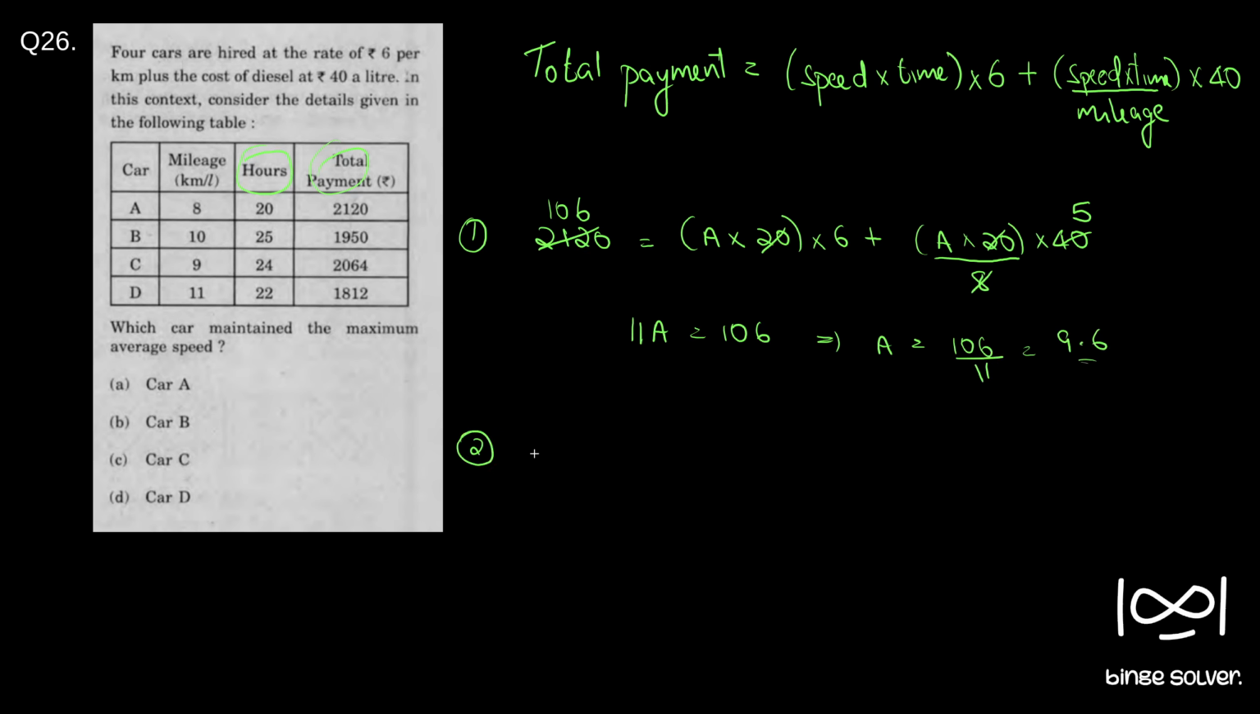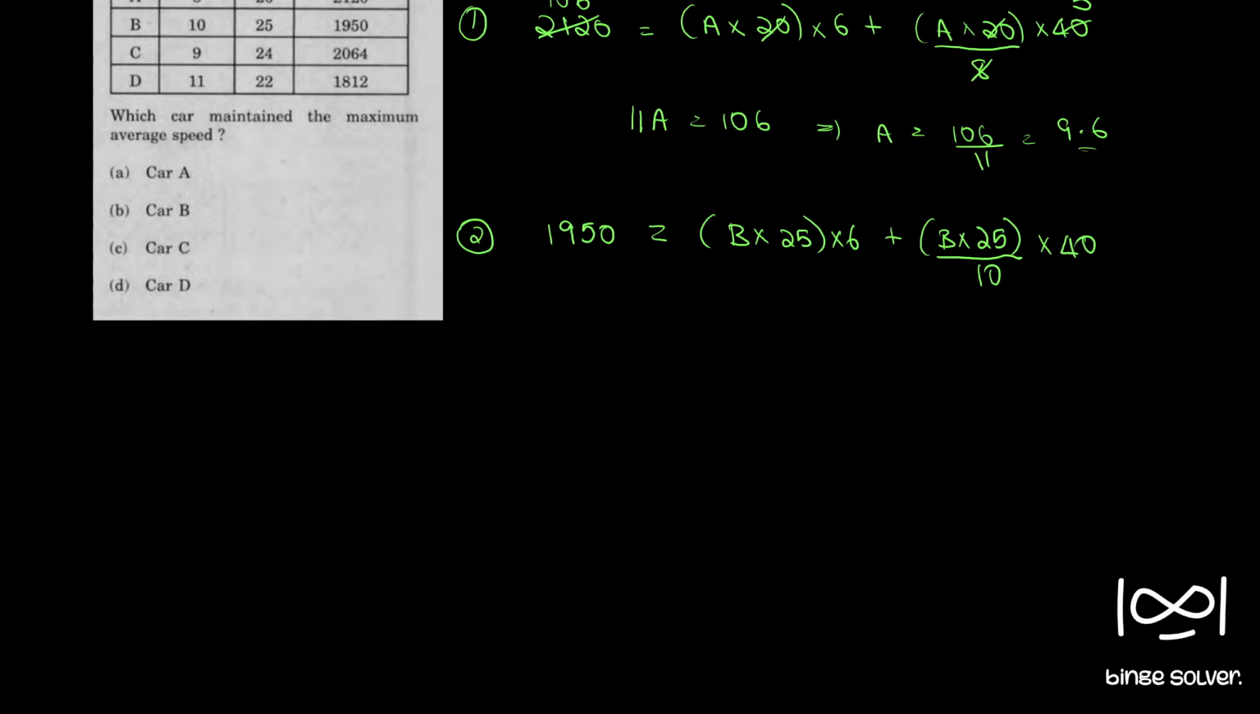Now let's find out speed of B. 1950 is equal to B into time, which is 25, into 6 plus B into 25 by mileage. Mileage is 10 into 40. So this is the second equation. We'll similarly cancel 25.